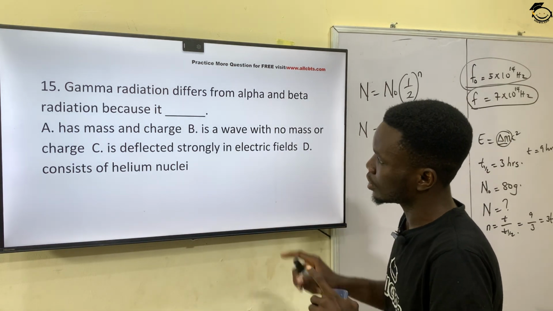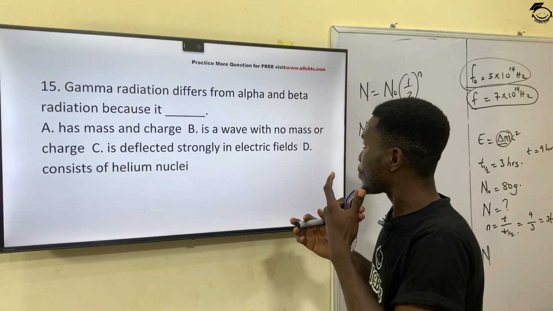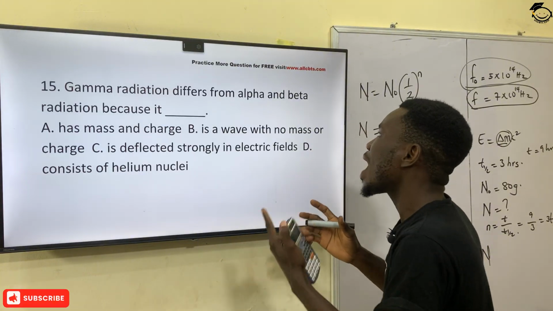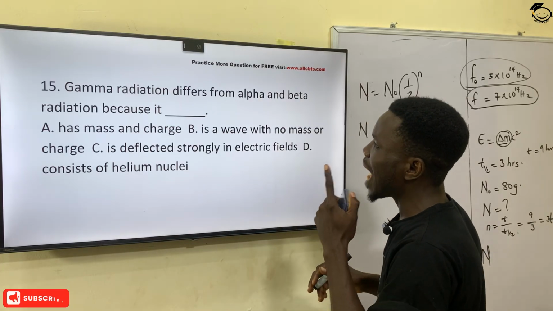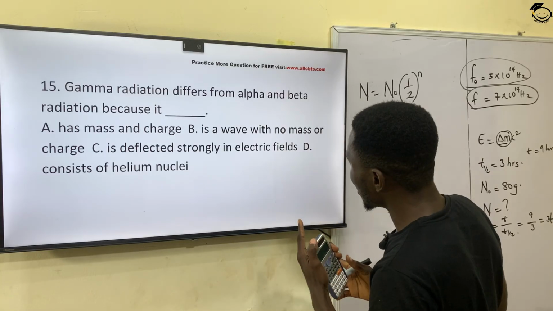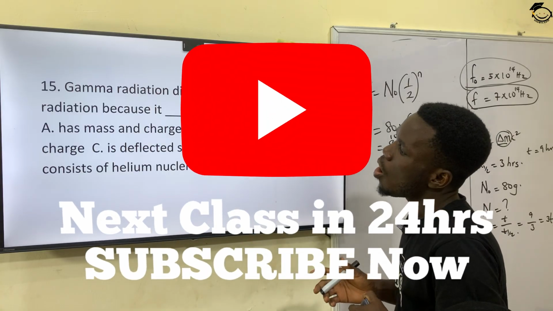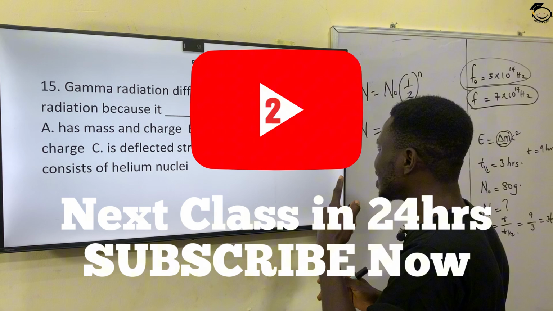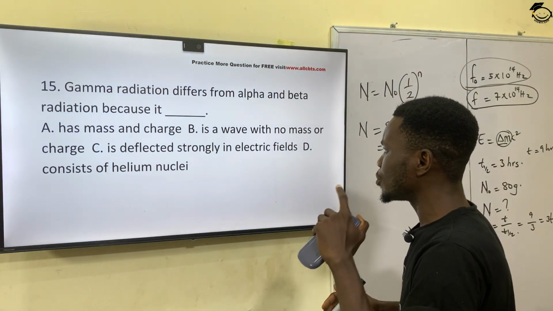So that is question number 15, which says, gamma radiation differs from alpha and beta radiation because it dash. So, what is the difference between alpha, beta, and gamma radiation? What separates gamma radiation from both alpha and beta radiation? Option A says, because it has mass and charge. Does gamma radiation have mass and charge? Option B says, because it is a wave with no mass or charge. Option C says, because it is deflected strongly in electric field. Option D says, it consists of helium nuclei.